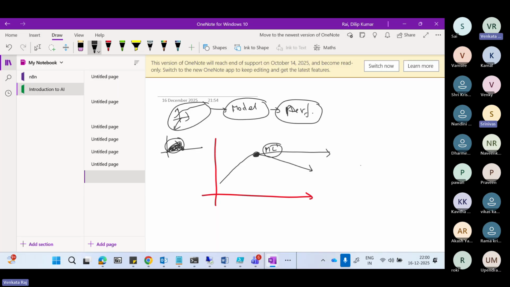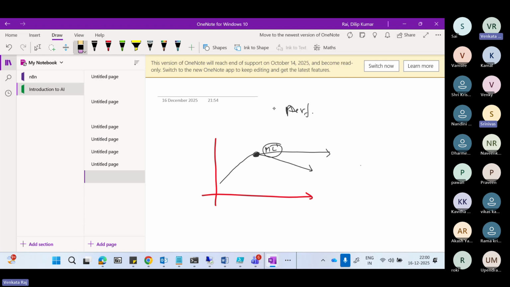Thank you all. Venkat, one question. Once we identify which kind of learning we are going to do, supervised or unsupervised, at that time are we going to apply any kind of algorithms, or how do we evaluate?